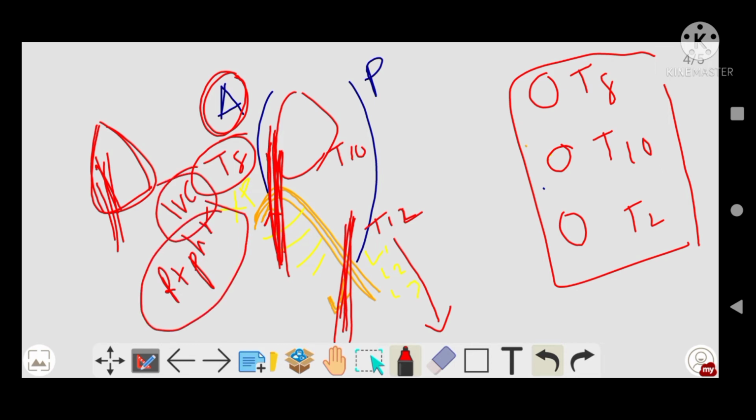Phrenic nerve passes. Why right? Because this is your heart. This concept I already mentioned. Inferior vena cava will pass through here. Along with it, if I say about phrenic nerve, obviously the right part will pass through it, right? So these structures pass through T8.